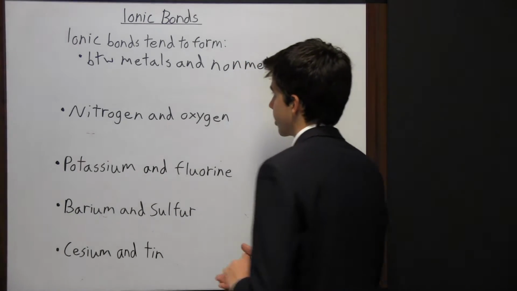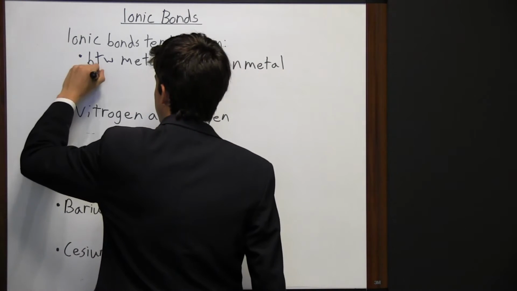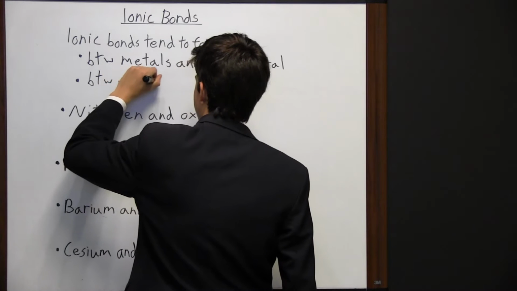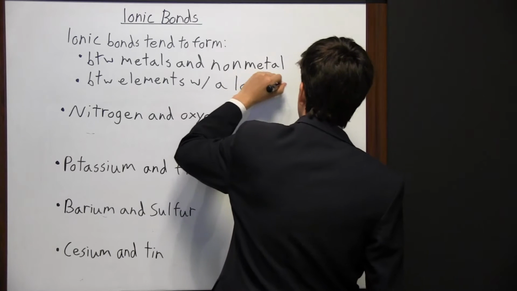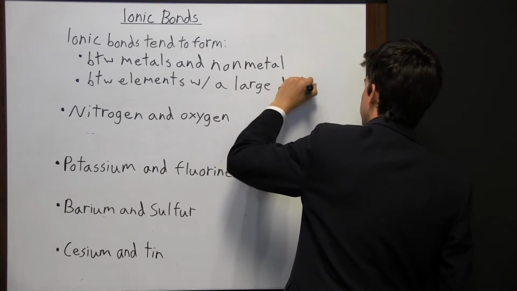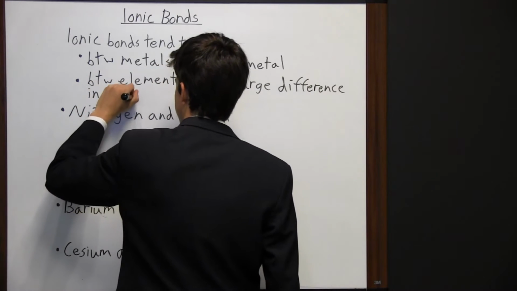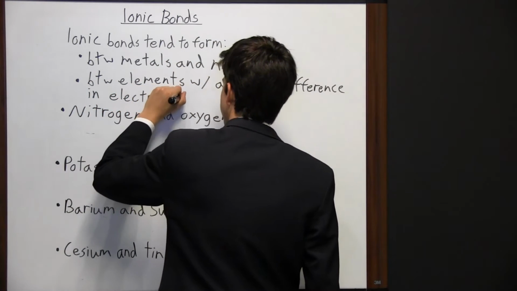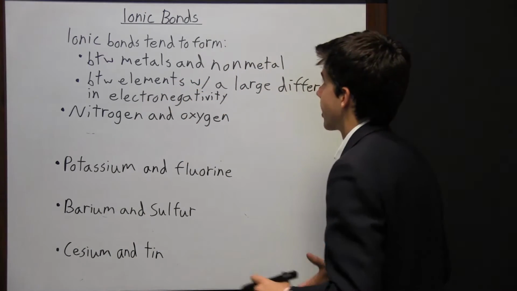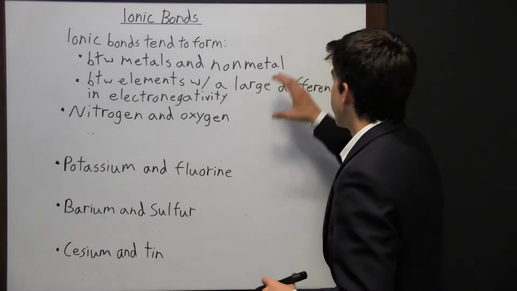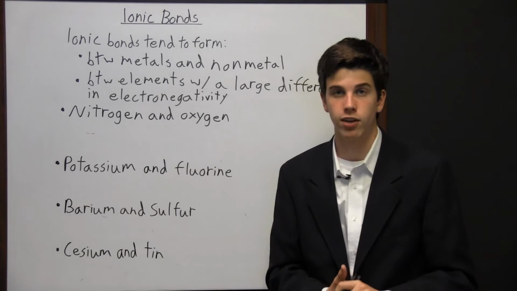Now the second criteria is that ionic bonds tend to form between elements with a large difference in electronegativity. So the larger the difference in electronegativity, the better the chance ionic bonds are going to form. And so if elements meet both of these criteria, they're very likely to form ionic bonds.